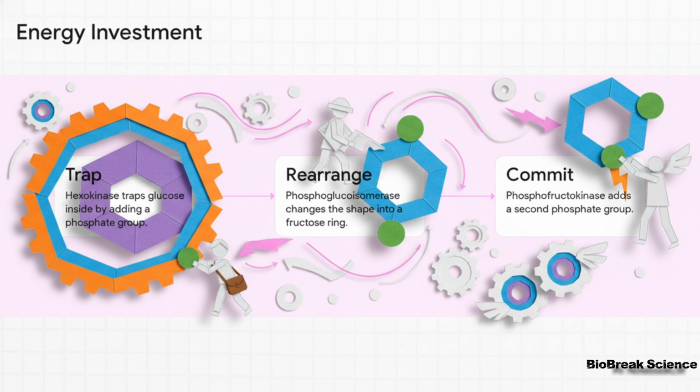Let me guess, another kinase? You got it, phosphofructokinase, or PFK. It delivers a second phosphate, which means we're spending our second ATP. This is absolutely crucial. It's the ultimate point of no return for the molecule.